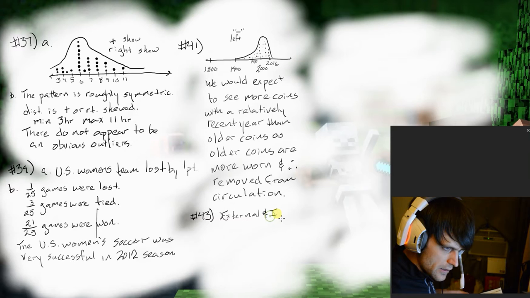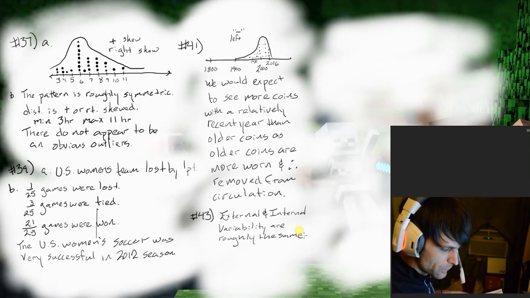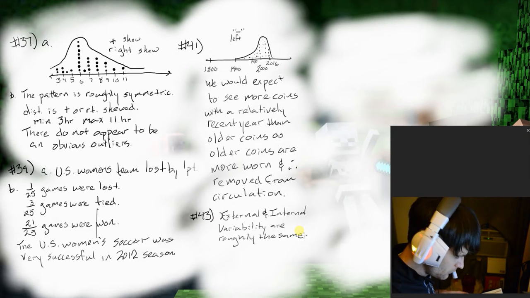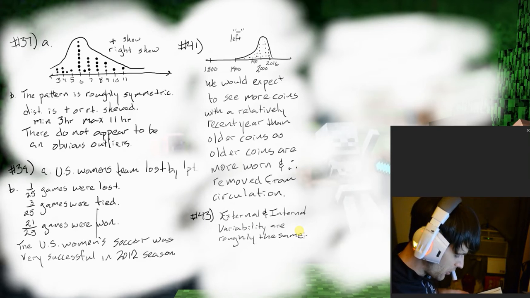So external and internal variability are roughly the same. Alright. Variability also sometimes is referred to as spread. How far are they spread out?